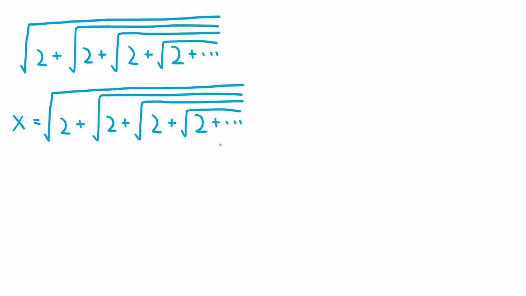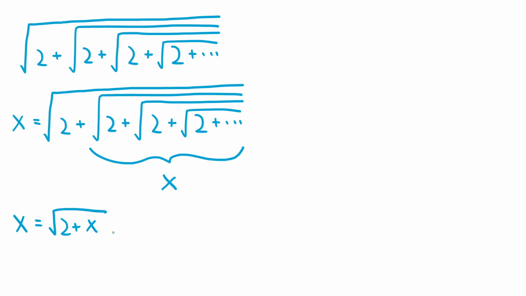This is because there are an infinite number of them, so taking one of them away still results in an infinite number of them. So we can say that this part of the expression after the first square root has the same value as x, since it's still square root of 2 plus square root of 2 plus square root of 2 and so on an infinite number of times. So if we substitute the part of the expression after the first term with x, this equation becomes x equals the square root of 2 plus x. Because notice we've just substituted the part of the expression after the first term with x.